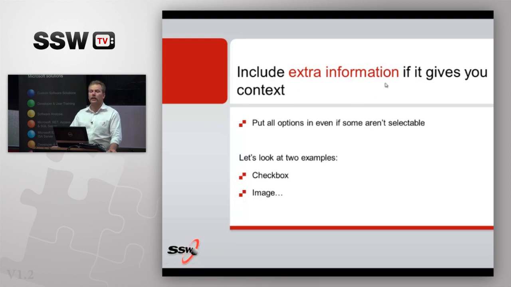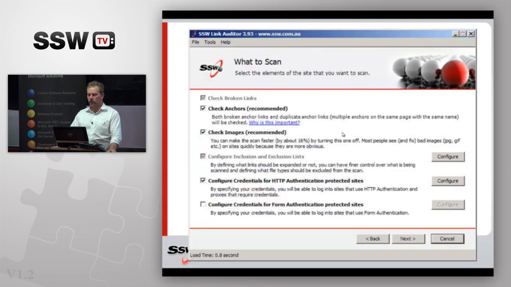Okay. So, include extra information if it gives you context. Had a few arguments over this, so I might put it to you. I put in, say, Link Auditor. Link Auditor scans for broken links, and it does lots of other things. I got this added, even though it's disabled, even though it doesn't do anything, just so it's very clear to everyone, it does that, you can't turn it off, because it gives context.